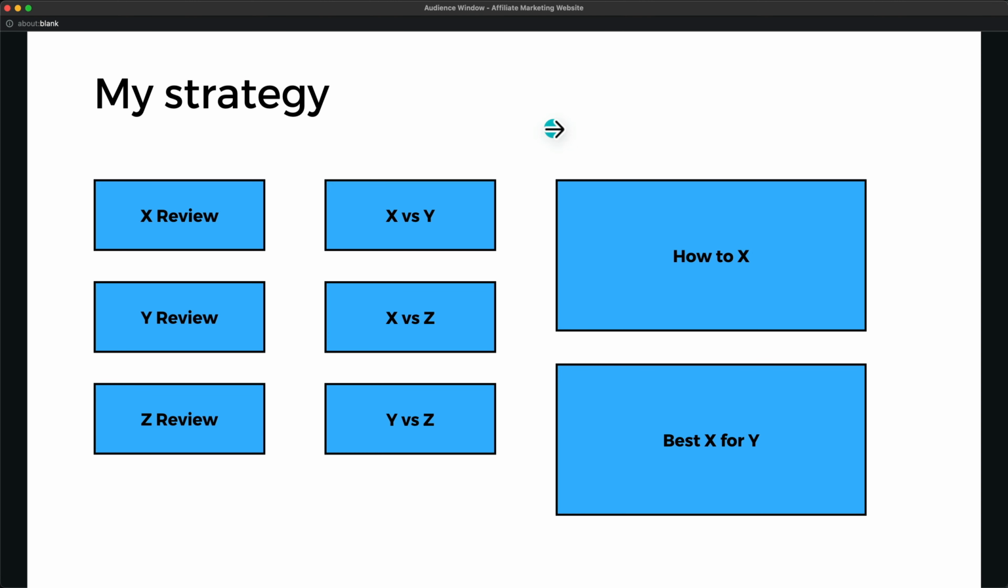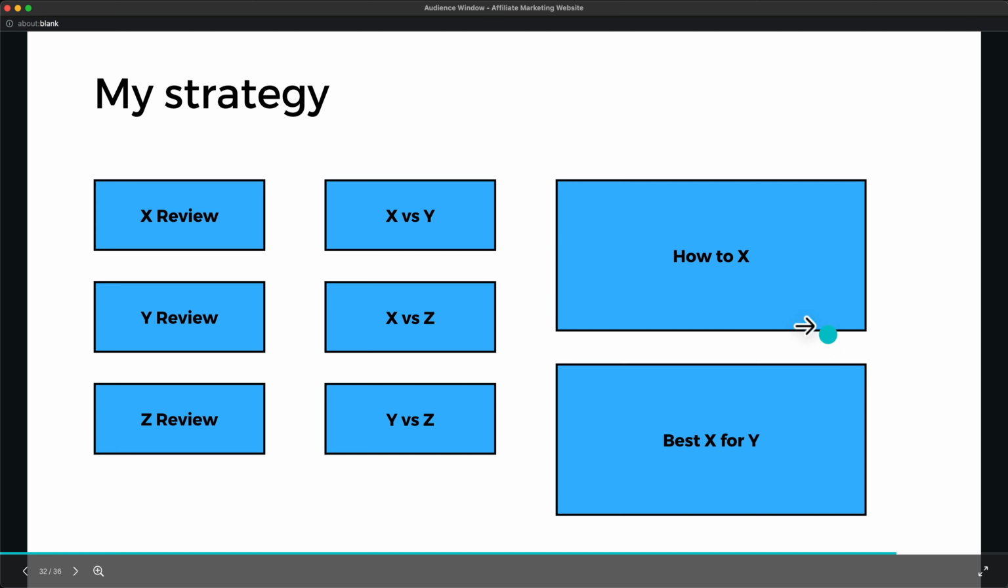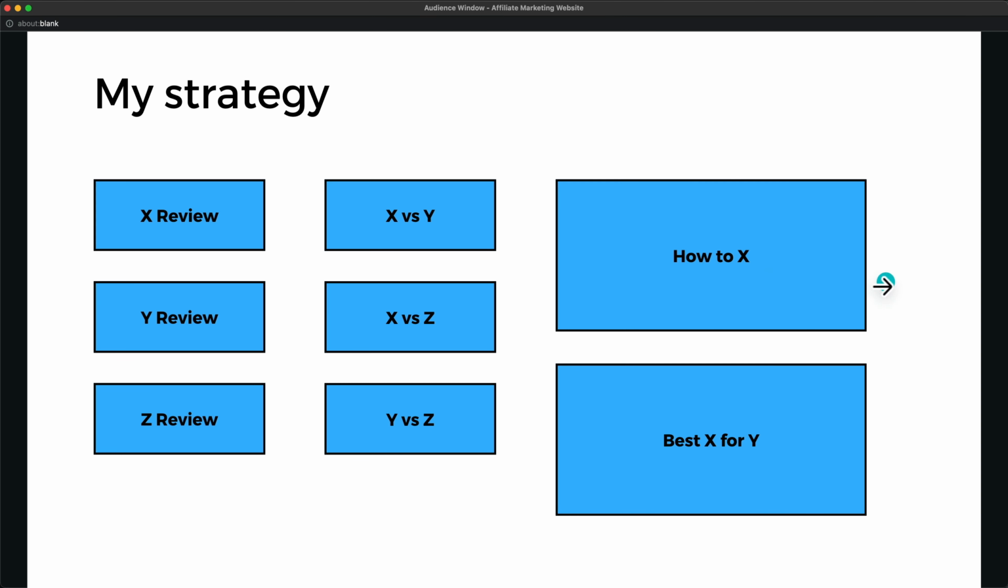So here's my personal strategy that has worked quite well for me. What you're going to notice is when you do some keyword research is that posts that are how to do something or best X for Y, these posts for most niches usually have a lot of traffic, but also have a very high competition, meaning in the beginning it's very hard to rank for these terms.